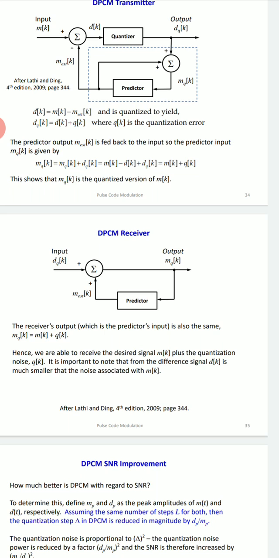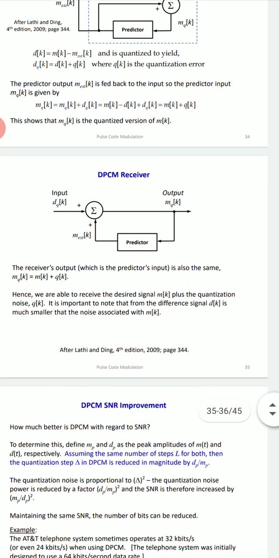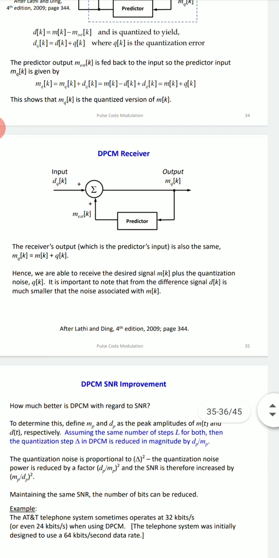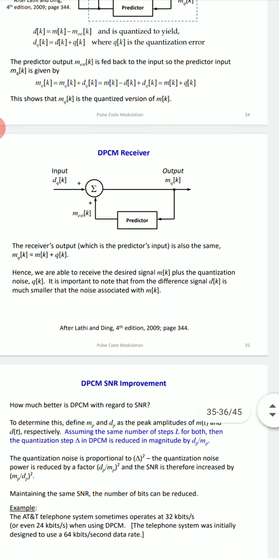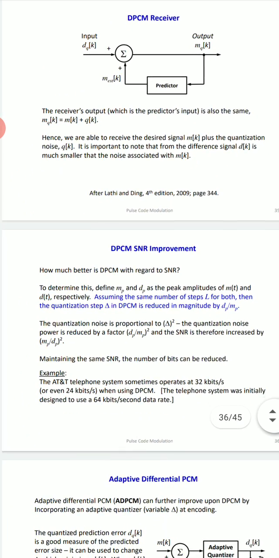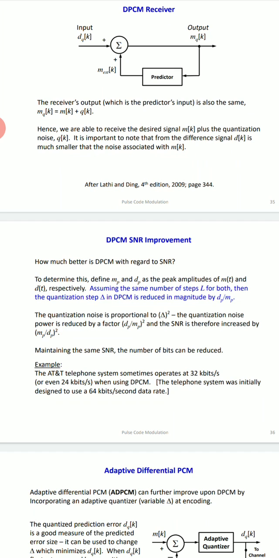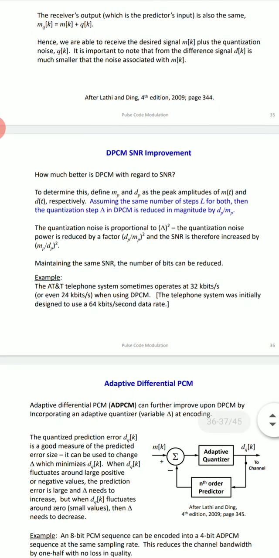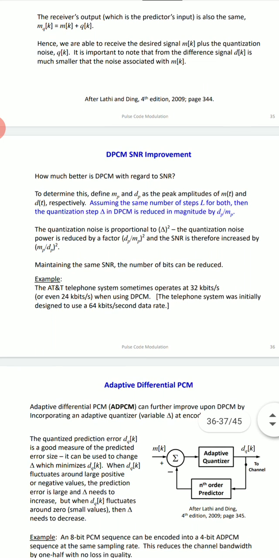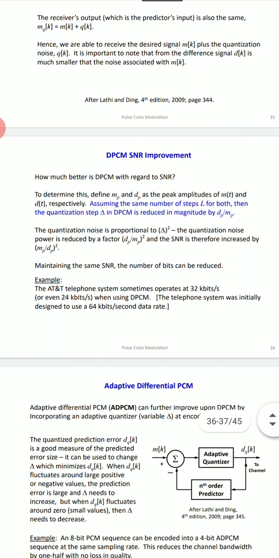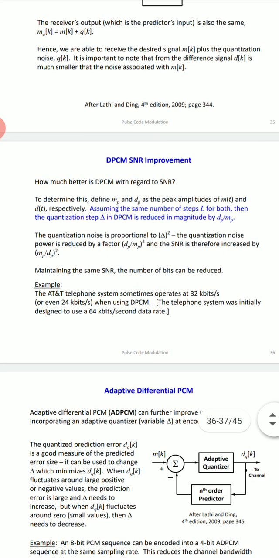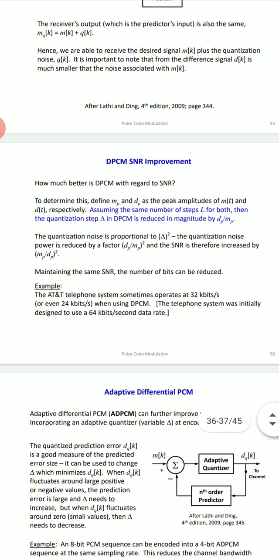It is important to note that the difference signal d[k] is much smaller than the original sample signal m[k], and so is the noise associated with it. So here we can use differential pulse code modulation. Now we study the signal to noise ratio of DPCM. Is it better than PCM or not? How much better is DPCM with regard to signal to noise ratio as compared to pulse code modulation?